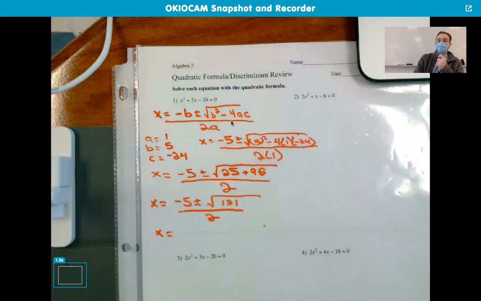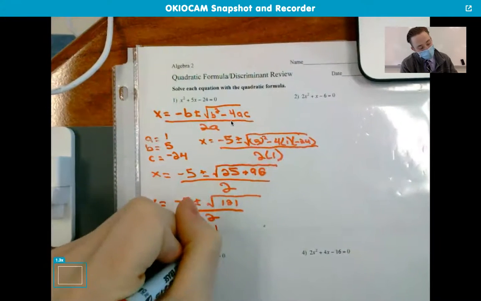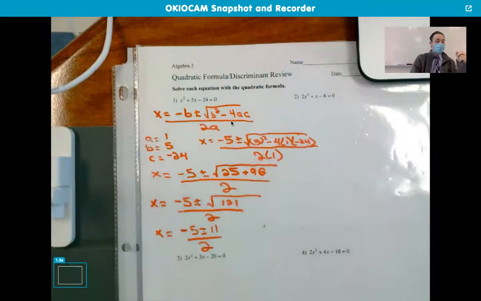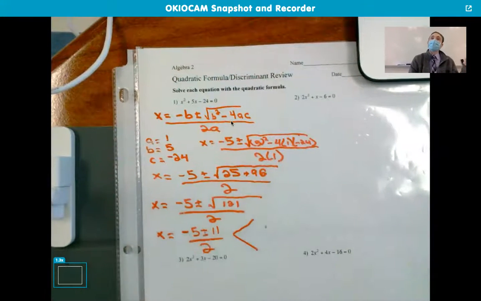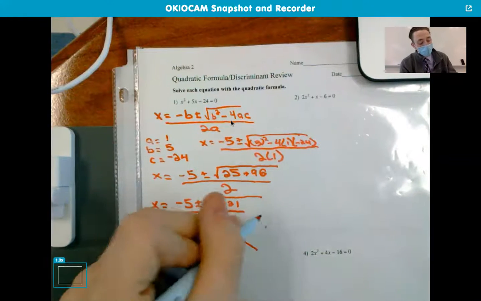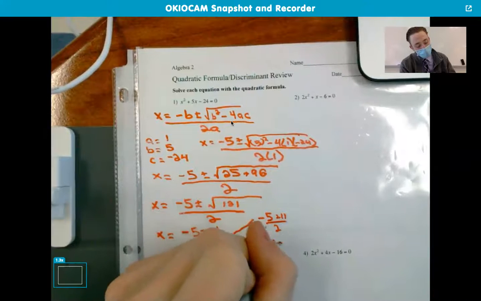And what do we know the square root of 121 is? 11. So sometimes you'll have a situation where you can simplify what's inside your square root and it's a perfect square like we have here. Well, I don't want to leave my answer as just negative 5 plus or minus 11 over 2. What do I have to do from this point? Good, nice job. So one where it's negative 5 plus 11 over 2, and one where it's negative 5 minus 11 over 2.